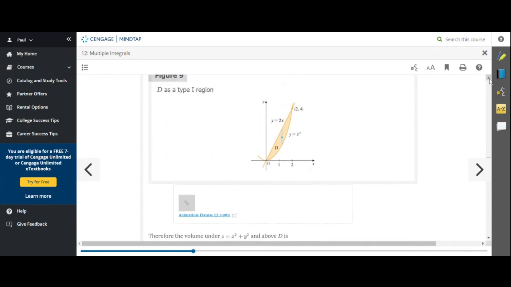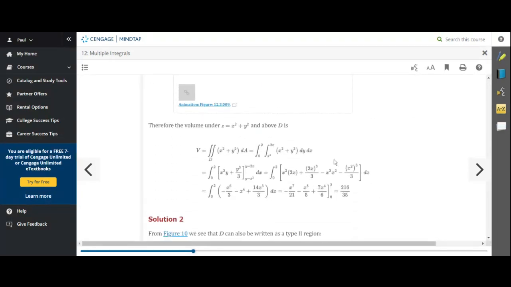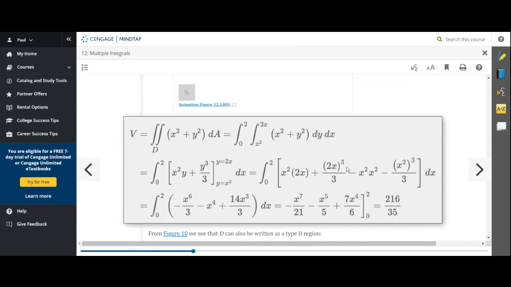And it could be treated as a type 1 or a type 2 region. If you're a type 1 region, you see in figure 9 that blue vertical line segment with the arrow on it. That shows that you're treating it like a type 1 region. And if you treat it like a type 1 region, your top limit is 2x, your bottom limit is x squared. And so this would be how you compute that double integral.